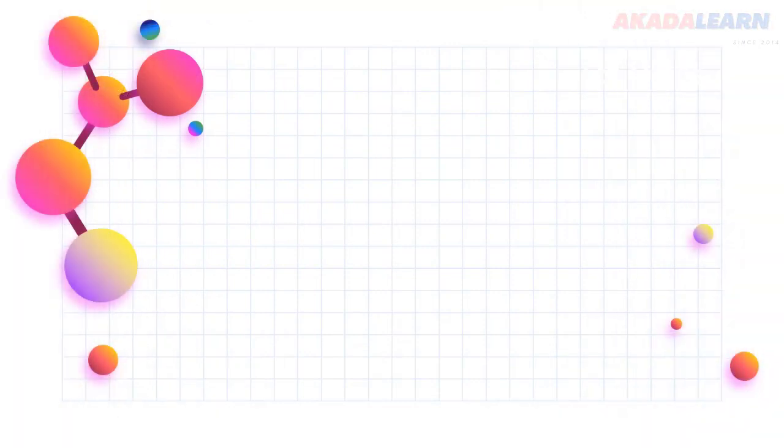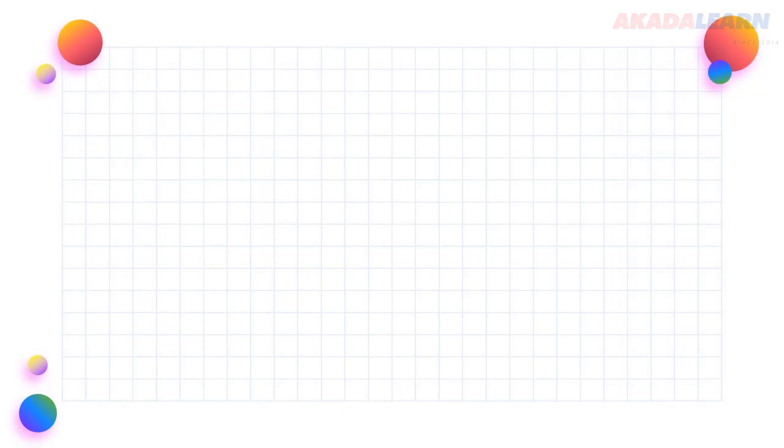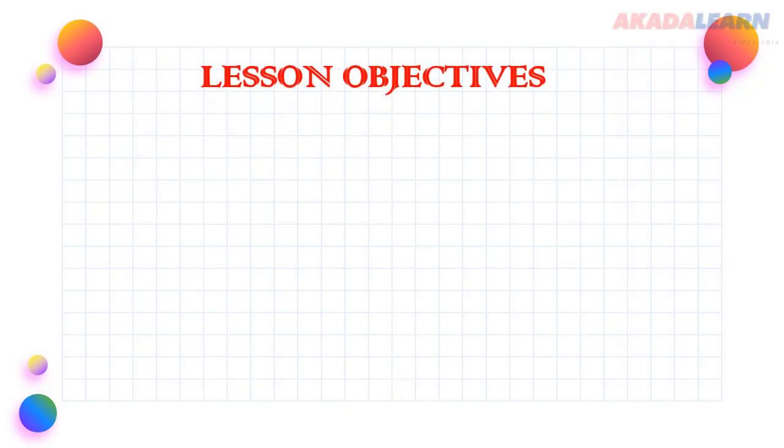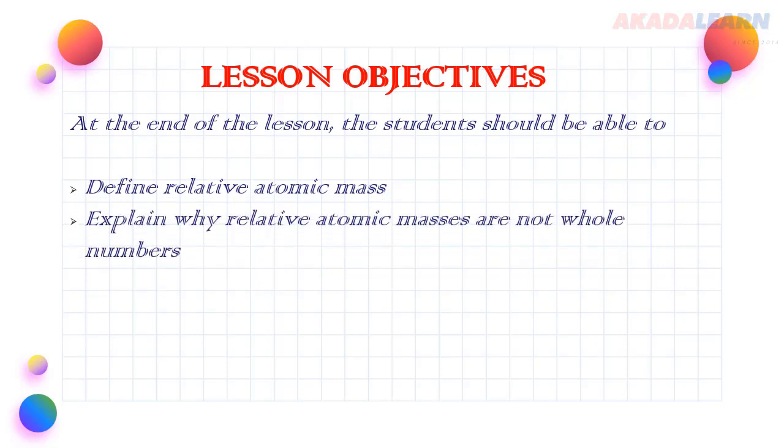In today's class, we will be talking about relative atomic mass. But before we proceed, let's talk about the lesson objectives. At the end of the lesson, the students should be able to define relative atomic mass, explain why relative atomic masses are not whole numbers, and explain isotopes.